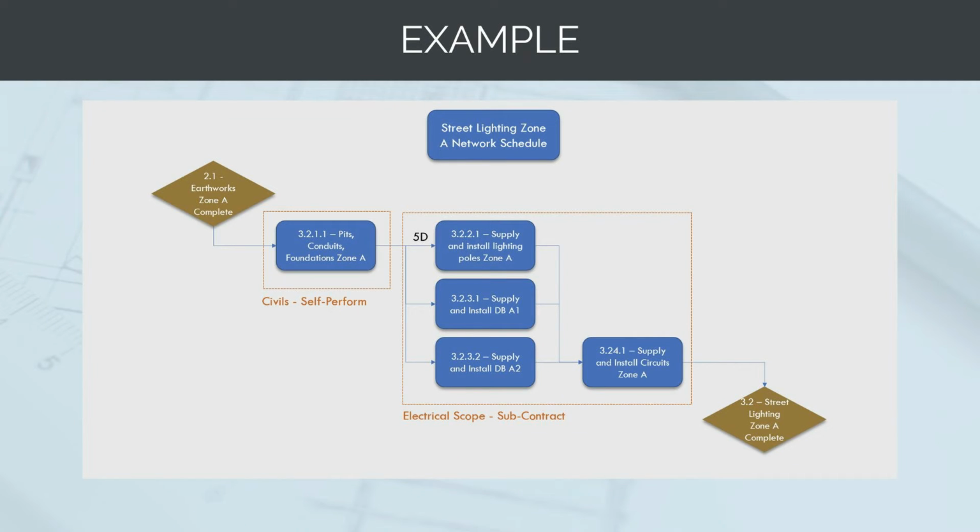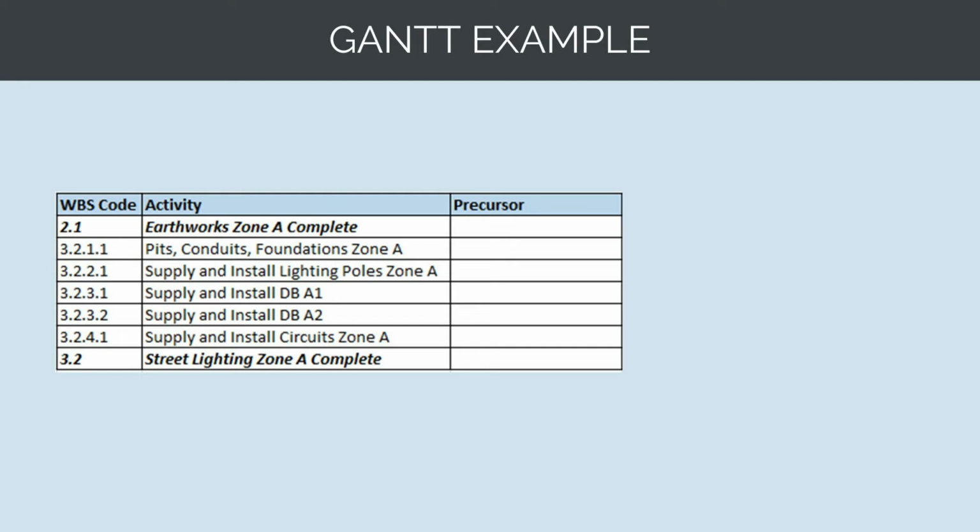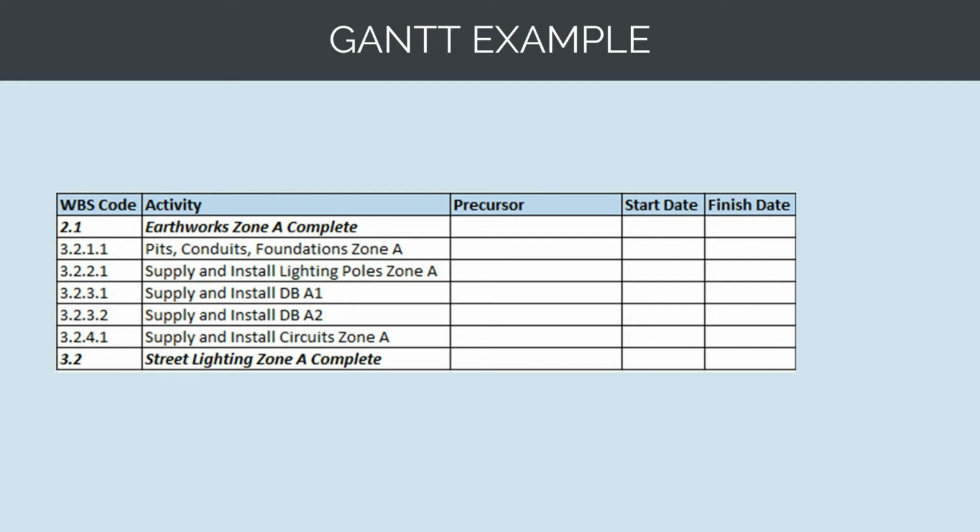Let's now look at an example of how to combine this information together, using our task list, linkages, and activity duration to create a really basic Gantt chart. The first thing we want to do is set up our Gantt chart. So we'll start off with all the activities we've gone through, listing them out on the screen. We then want to set up columns for the activity precursor, the start date, the finish date, and the durations.